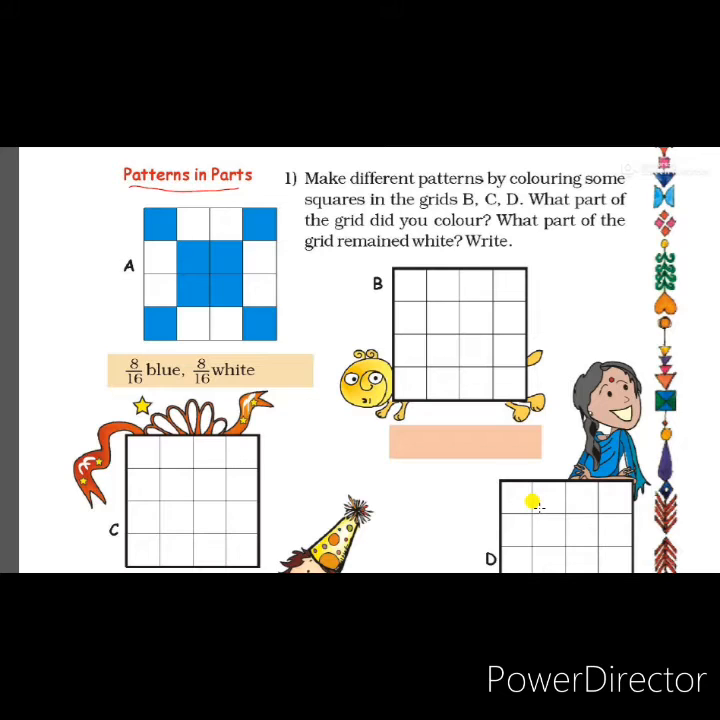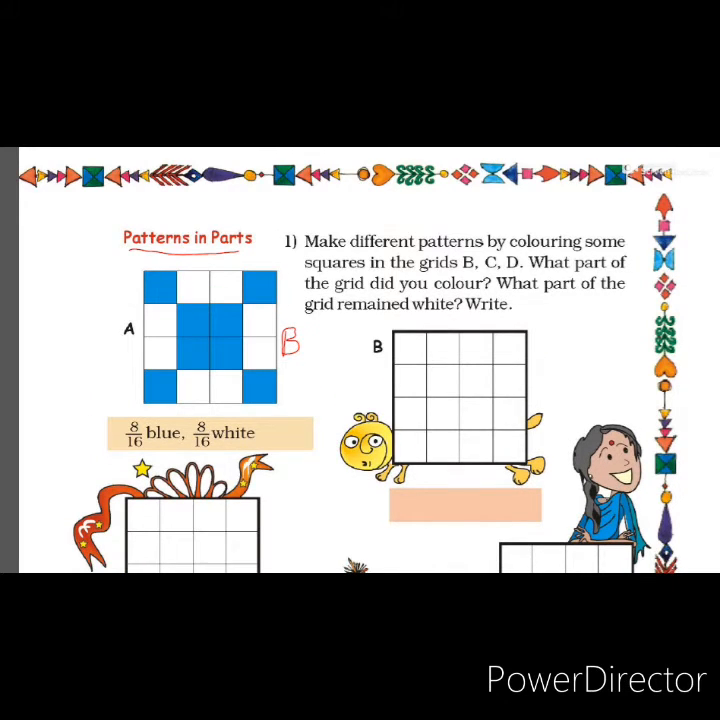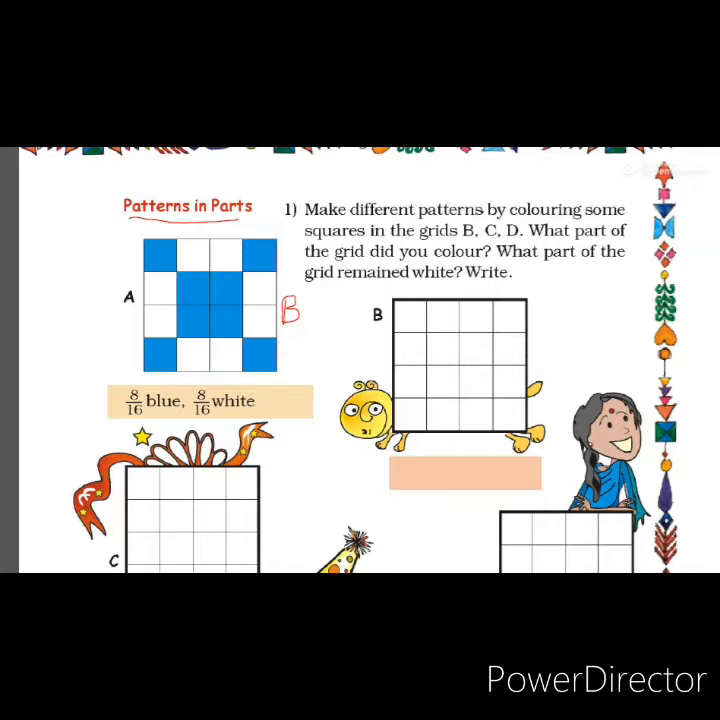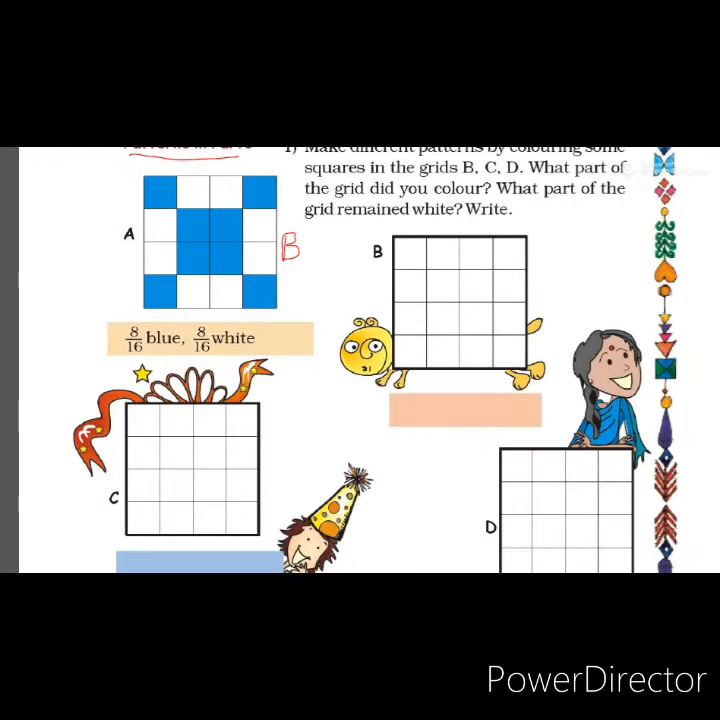In the first box, out of 16 squares, 8 boxes have been colored blue and 8 boxes are not colored. The question here is to make different patterns by coloring some squares in the grids B, C and D, and asks what part of the grid did you color and what part of the grid remained white, and to write that number in fractions.